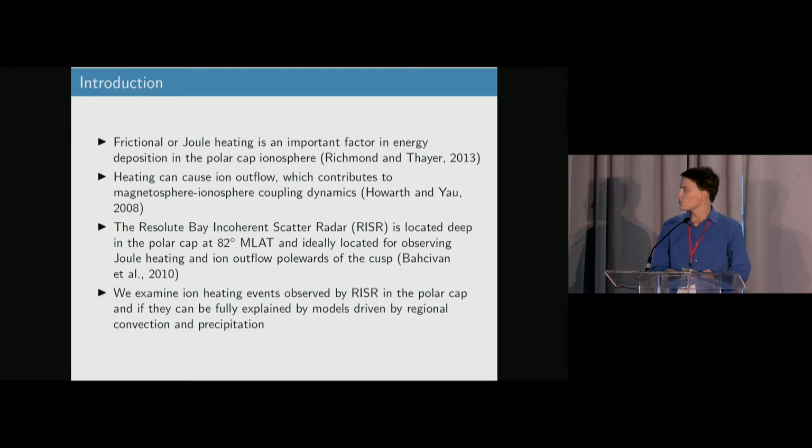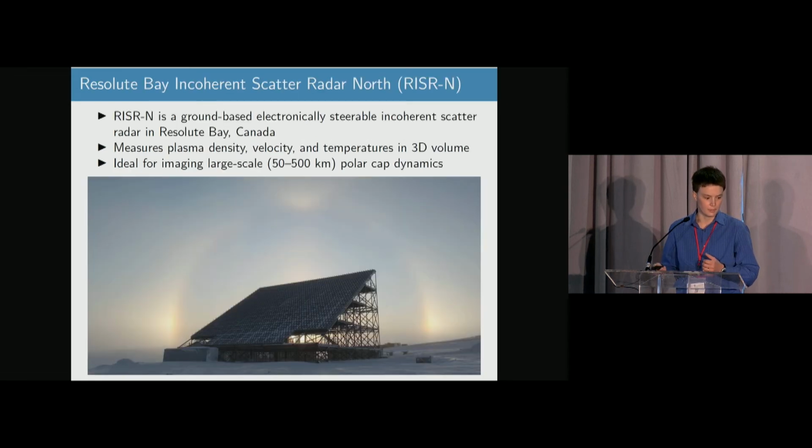Cool, that works. So this talk is on frictional Joule heating in the polar cap. Why do we care about heating? It's a major input of energy into the ionosphere system. When you have heating, it causes outflow, which then mass loads the magnetosphere. Again, this is the coupled ionosphere-magnetosphere system. I look at it using the Resolute Bay incoherent scatter radar, an incoherent scatter radar in the polar cap, at 82 degrees MLAT. That makes it ideally located to examine polar cap dynamics and various things that are happening at the extreme high latitudes on open field lines.